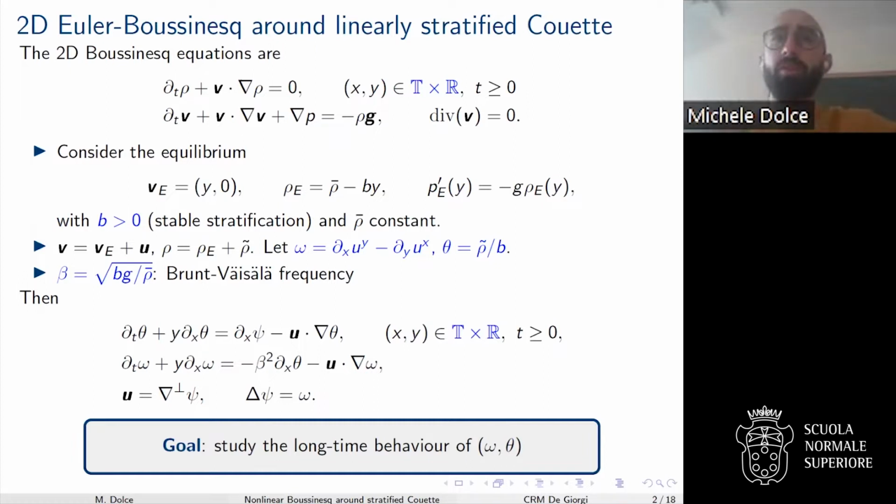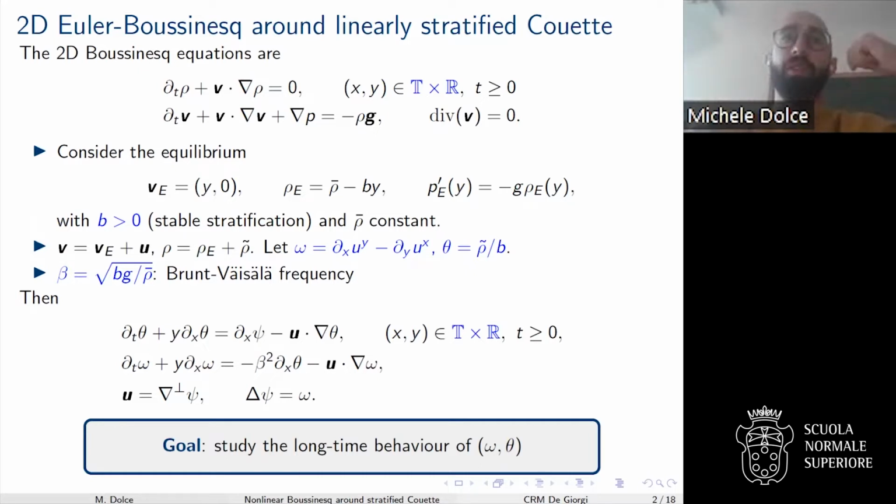The domain we are going to consider today is T cross R, which is an infinite periodic strip, or you can think of it as a cylinder with infinite extent. We want to consider a particular equilibrium: a linear shear flow, a velocity field which is called the Couette flow. And then we consider a linear stratification, which you should think of more as a physical approximation of e to the minus by, in some sense.